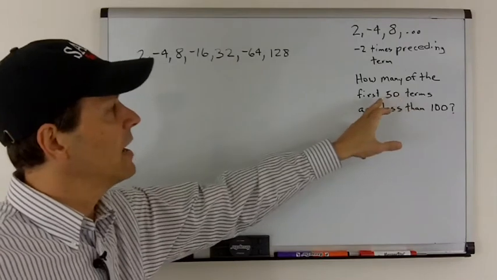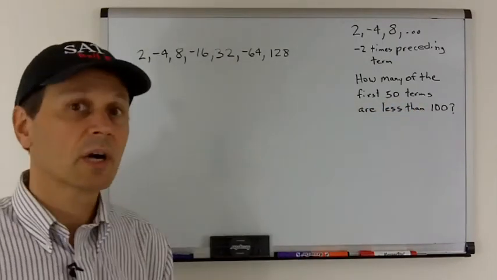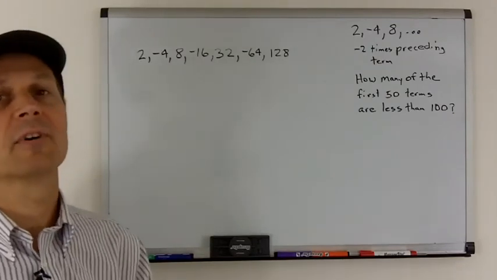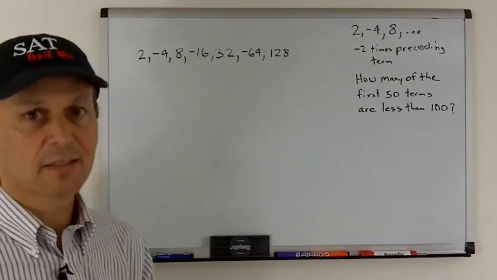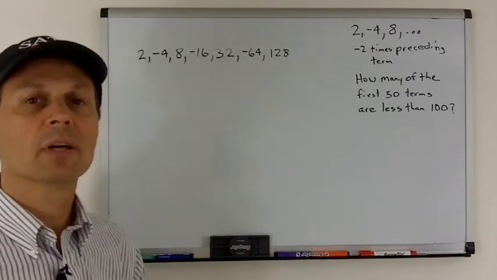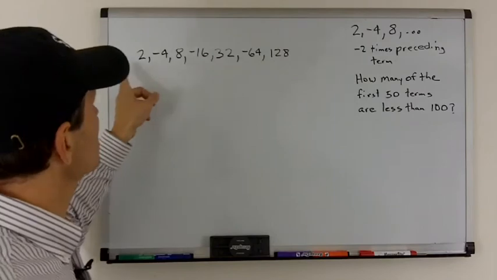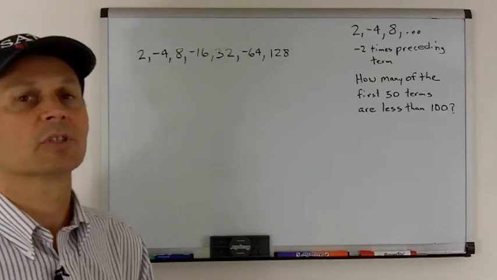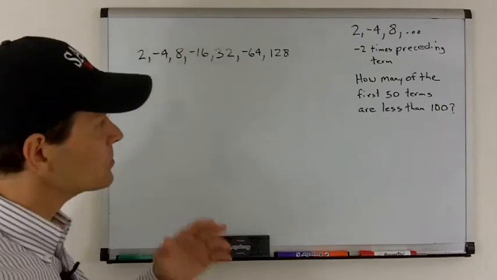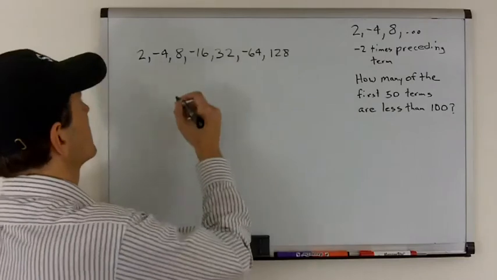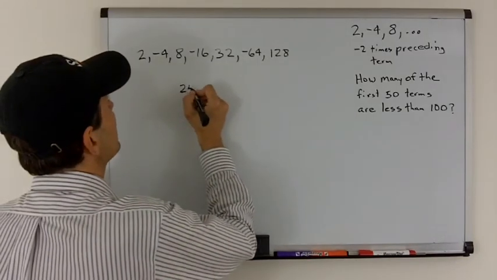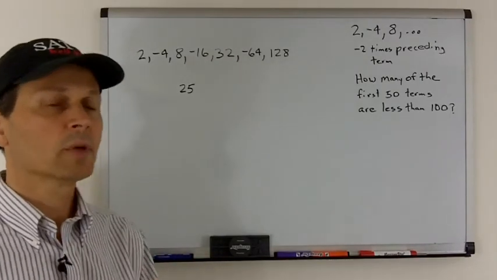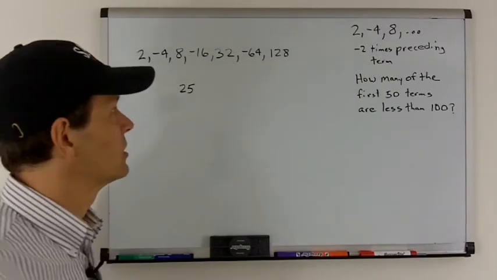When you think about this, how many of the first 50 terms are less than 100? What we know for sure is that at least 25 of those terms are going to be less than 100. How do we know that? Because the way this goes, it goes positive, negative, positive, negative, positive, negative, right? All the negative numbers are clearly less than 100. So we know right off the bat that at least 25 are going to be less than 100.